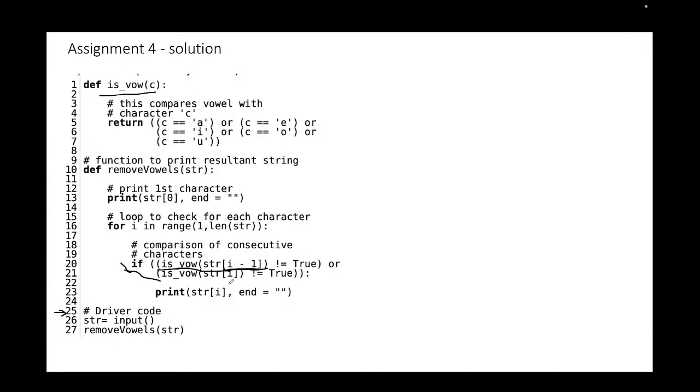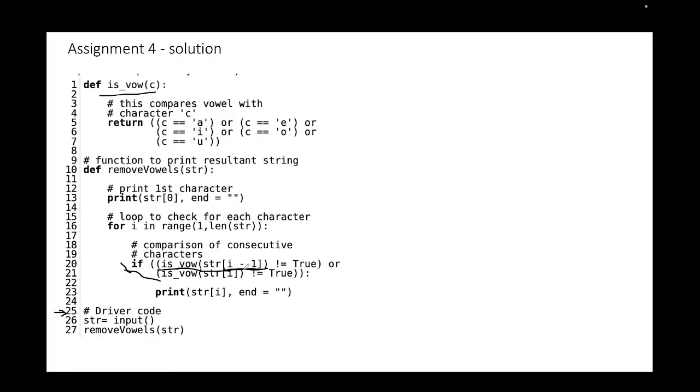Okay, so for each alphabet at the ith position, we are comparing with the previous one, whether it is a vowel or not. So if the previous one is also a vowel and the current one is also a vowel, this if statement will not be satisfied. The logic is a bit complicated to realize, but once you write it on paper and see, you will understand how this works.